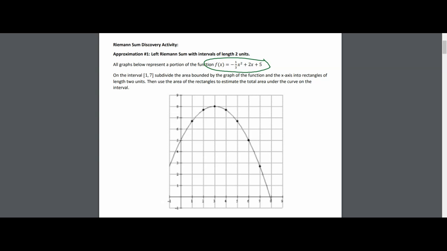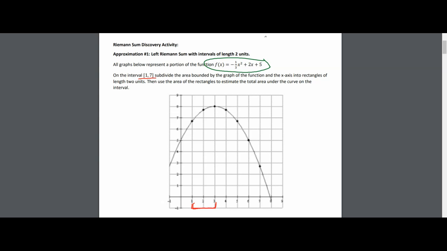So the first one we're going to do is a left Riemann sum with intervals of length 2 units. This means we're going to be drawing rectangles that each have an interval of length 2 units, which means 2 units on the x-axis. Now, we are starting with the interval 1 to 7. So I'm going to draw my first rectangle. It's going to go from 1 to 3, right? 2 units on the x-axis.